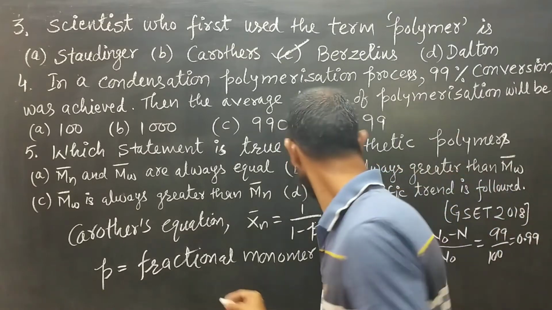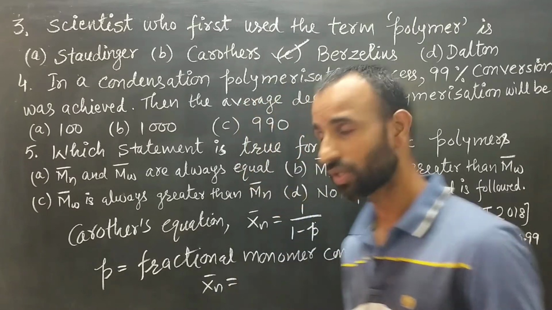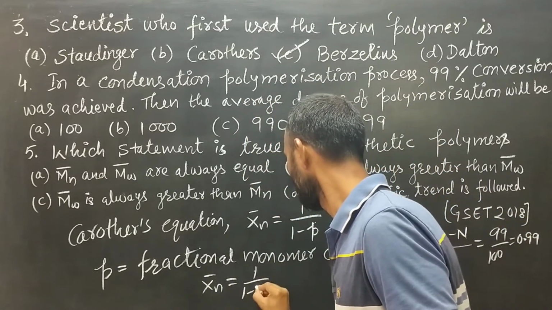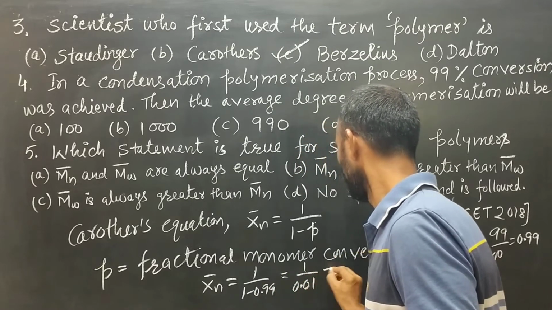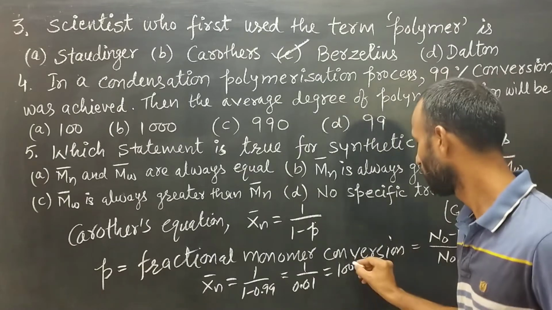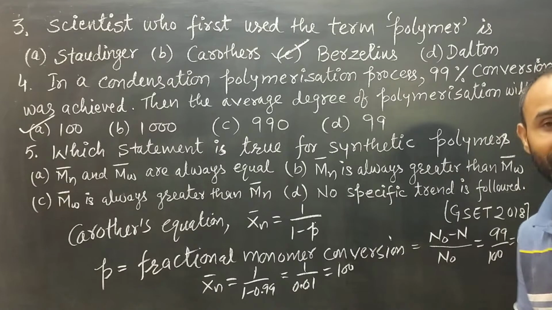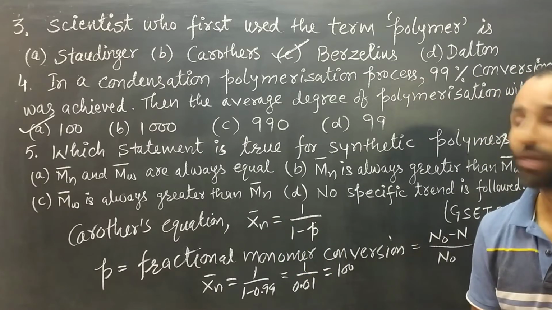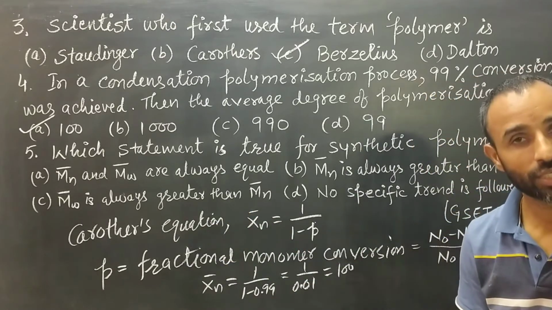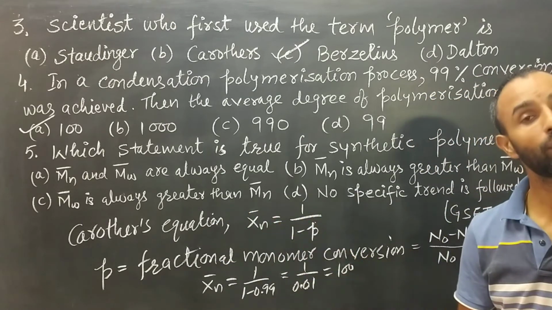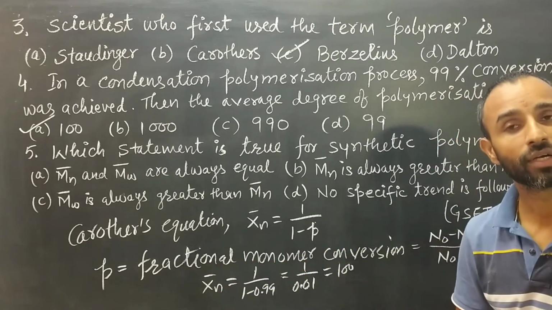So in this way, the average degree of polymerization is 1 upon 1 minus 0.99, that is 1 upon 0.01, which is equal to 100. So 100 is the option. Okay, so for step growth polymerization, we can say condensation polymerization, we use the Carothers equation to calculate the average degree of polymerization, and it is related to fractional monomer conversion.